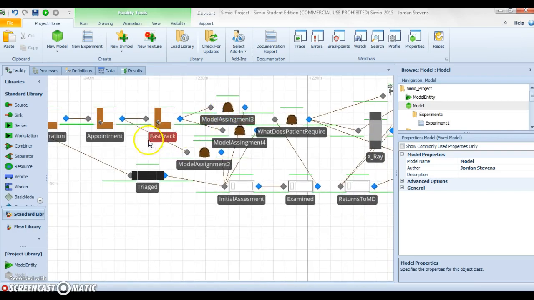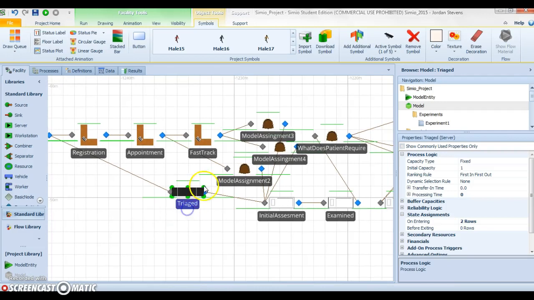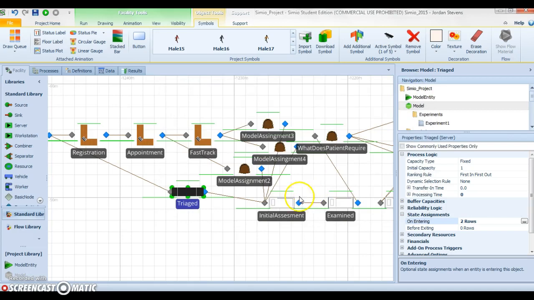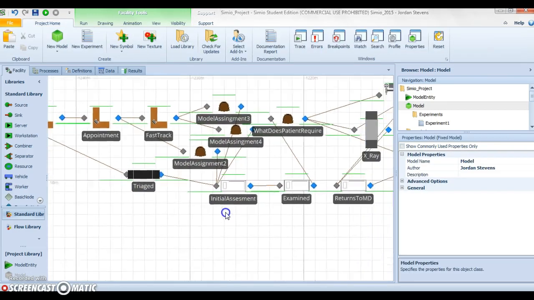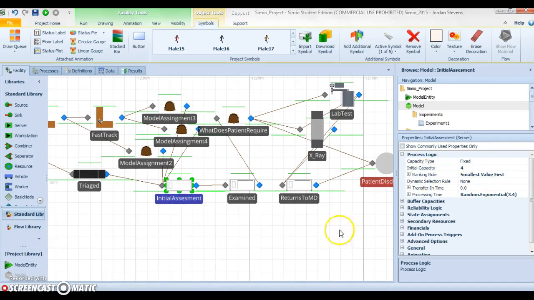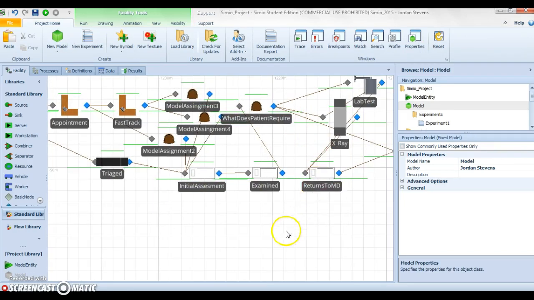Okay, and then it goes through this, and then it goes to model assignment, triaged. What all these do is these servers are just here to assign a priority value. On entering, they have a set priority value that they give of 1. Once they set a priority value, it goes 1, 2, 3, 4. So they all set a priority value. And then from then on, at all the other stations, they have a ranking rule of smallest value first. So the critical patients are priority number 1, so with all these next stations.